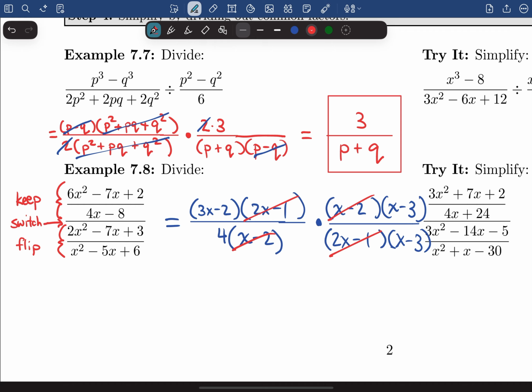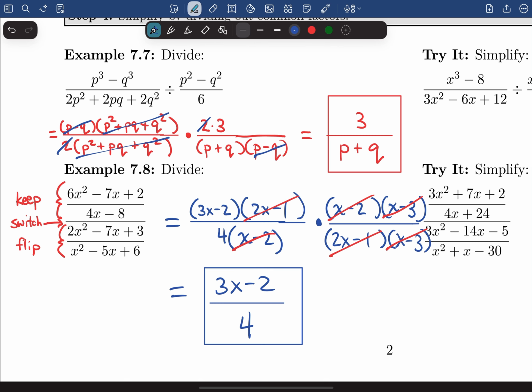And I also see x minus 3 cancels on top and bottom. All right, so these are all of the factors that cancel. That's really satisfying, right? Because I have just simplified this rational expression. So the only factor left on top is the 3x minus 2, and the only factor left on bottom is the 4. And this is the final result.